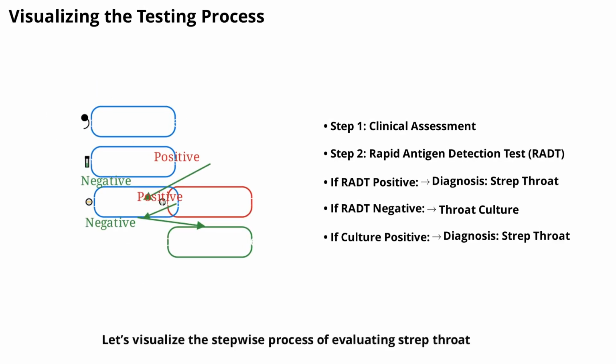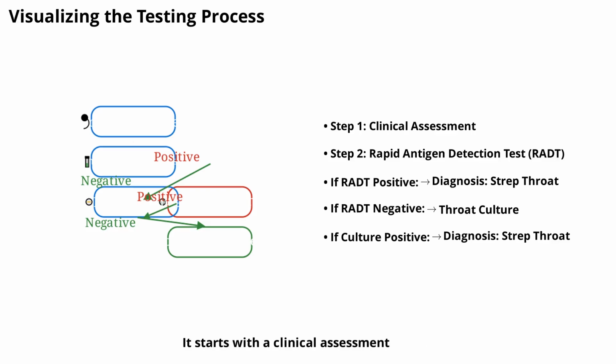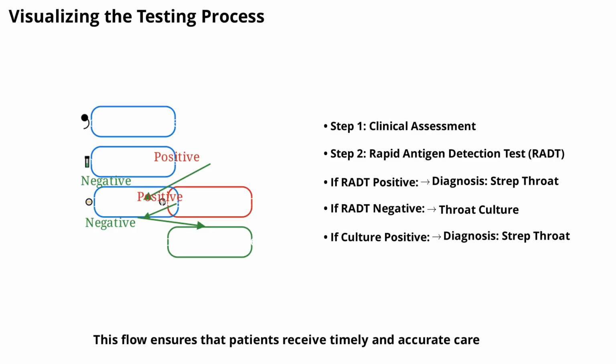Let's visualize the stepwise process of evaluating strep throat. It starts with a clinical assessment, followed by a rapid antigen test for quick results. If the rapid test is negative, a throat culture is performed to confirm the diagnosis. This flow ensures that patients receive timely and accurate care.